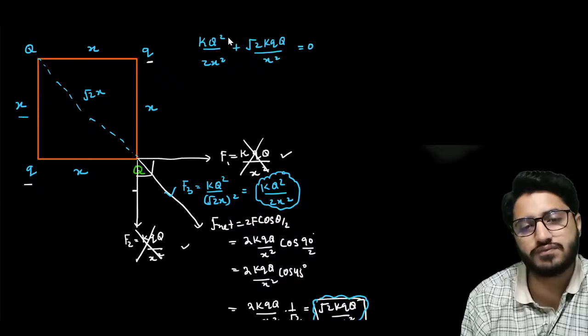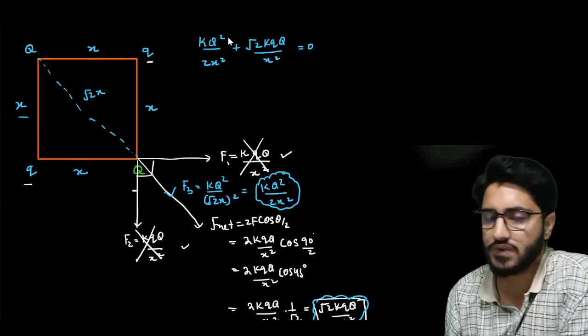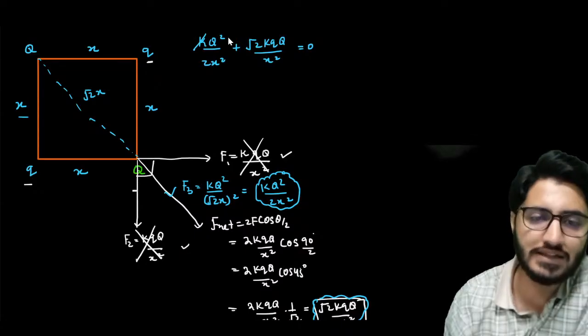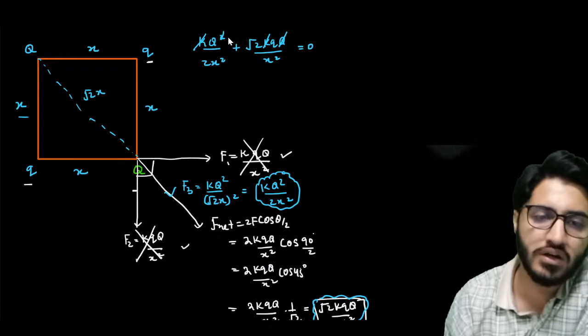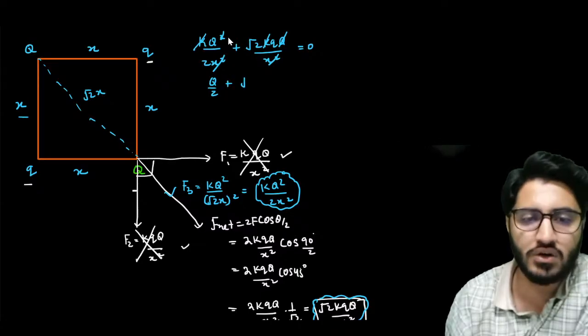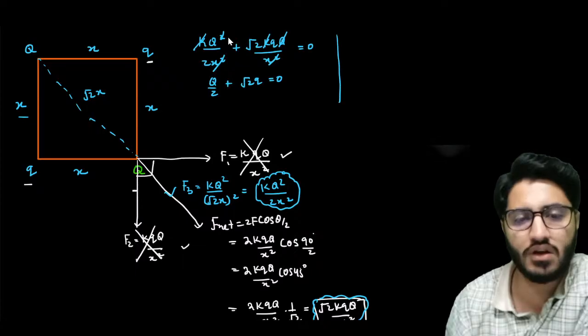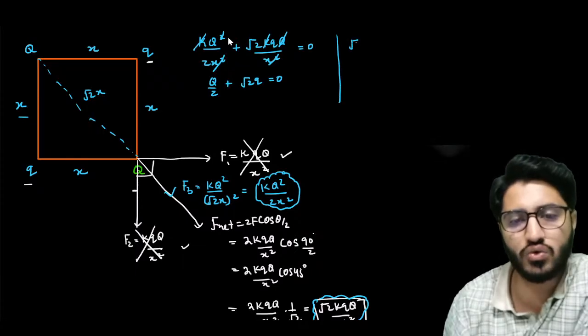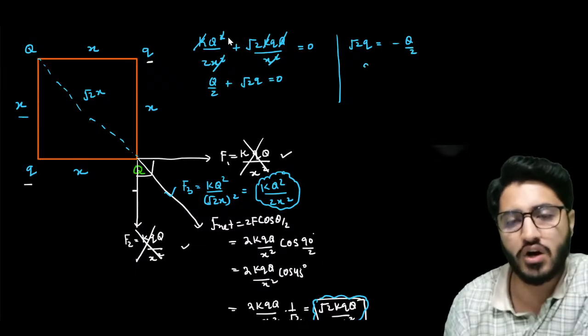Net is 0. I can write like this now. Look, sir, k cancels out, one big Q and one q cancel out, x square cancels out. I can write here, sir, Q by 2 plus root 2 times q equals 0. So root 2 times q is equal to minus Q by 2, or q came out to be minus Q by 2 root 2.